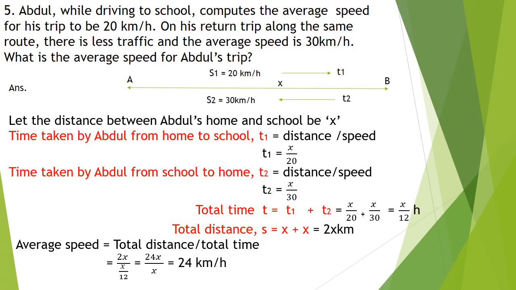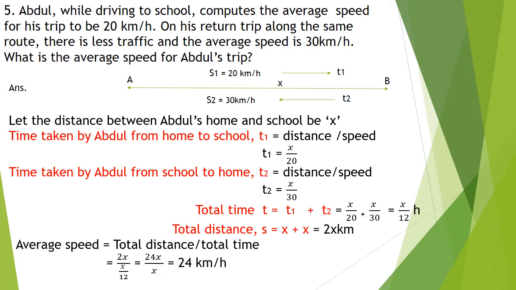See, the average speed is 30 km per hour. So let that be equal to S2. And the time that he takes, that also we don't know. So let that be equal to T2. So here we have to calculate the average speed for Abdul's total trip, that means from A to B and B to A.